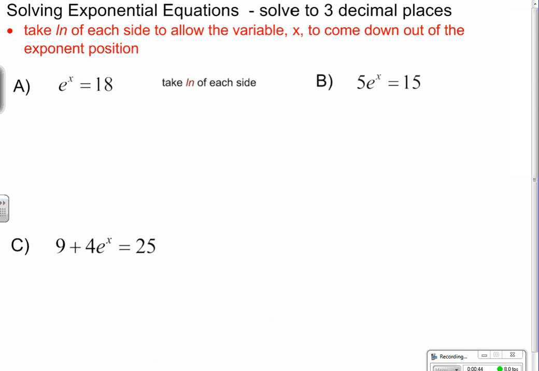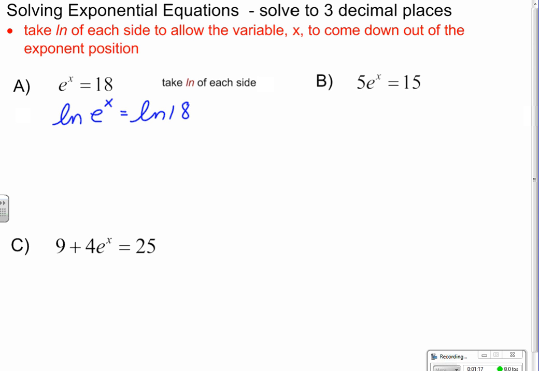Now, solving exponential equations, solve to 3 decimal places. What we're going to want to do is take the natural log of each side. That's going to allow this x value, which is in the exponent position, to come down and get down to the normal level where we can work with it. So right now it'd be kind of difficult to guess what do I need to raise e to get 18. But with a little bit of algebra here, we can make the answer more apparent.